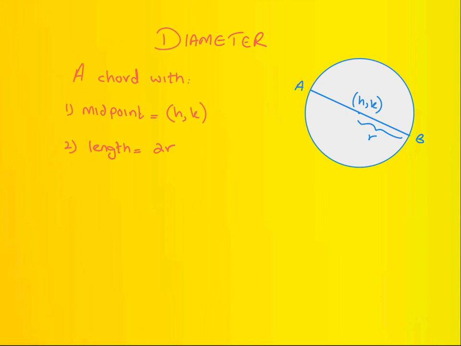So basically, if I have the end points of a diameter, let's say A and B, the midpoint of A and B will give me the center h comma k, and to find the radius I can find the length AB, divide that by 2, it would be equal to the radius. Now once you have the center and the radius, you can easily construct the equation of a circle.